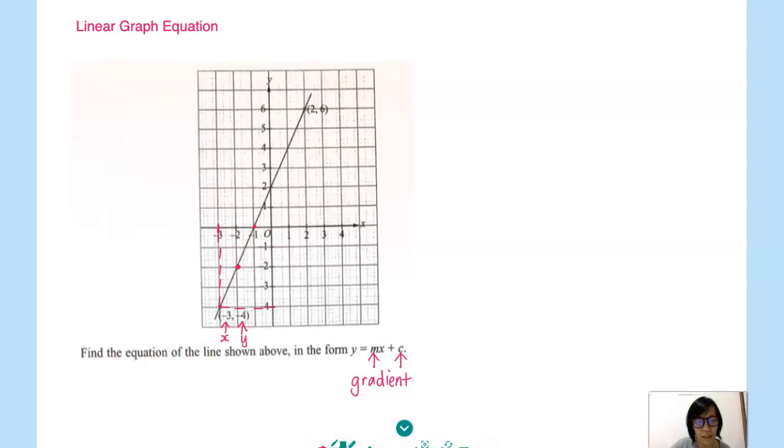For c, it represents the y-intercept. The y-intercept is exactly what it says. It is the point at which the line cuts the y-axis. Okay, now let's try to just get the value of m first. We're going to calculate the value of m, which is actually your gradient.